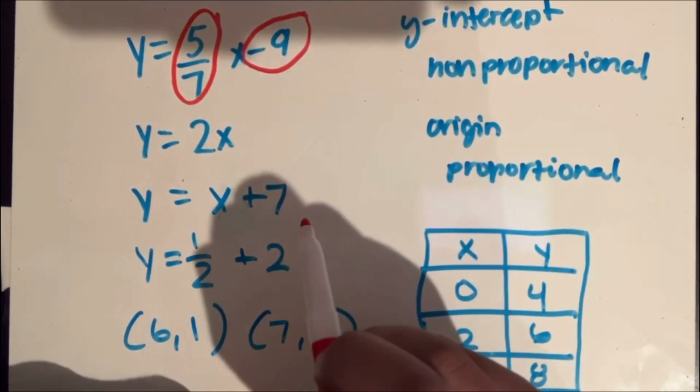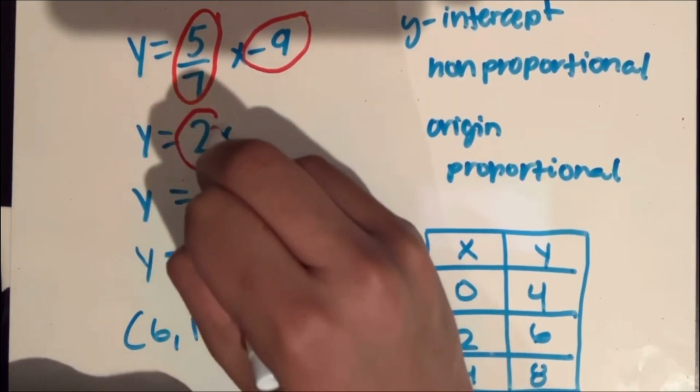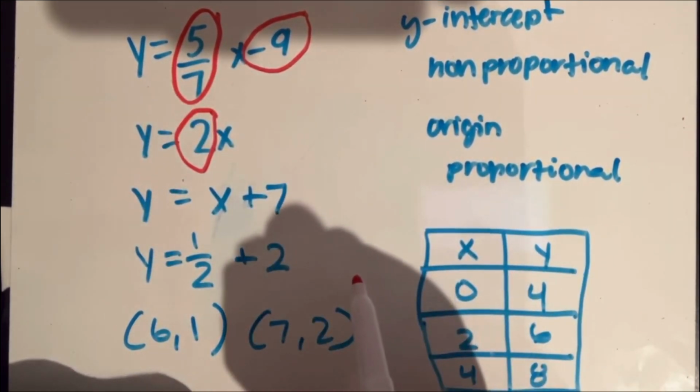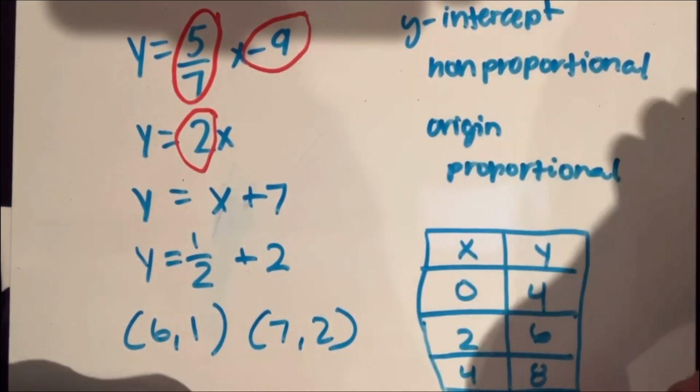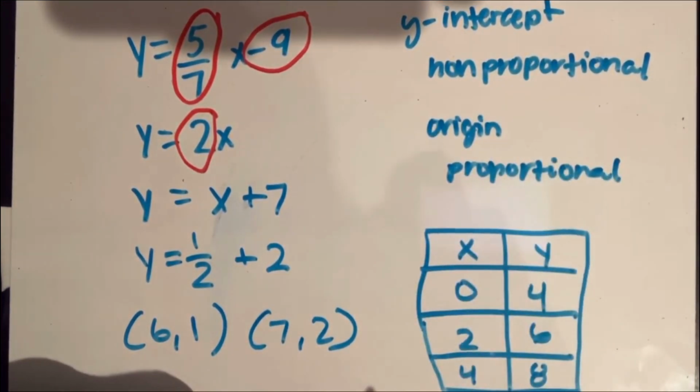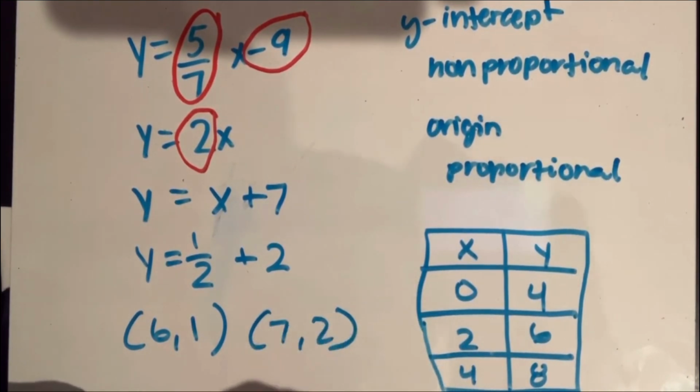What is the slope in y equals 2x? 2. What is the y-intercept? There is no y-intercept, so where would you start? The origin. When you start with y-intercepts in your equation, then your slope would be non-proportional. But when your equation does start at the origin, then your slope is proportional.